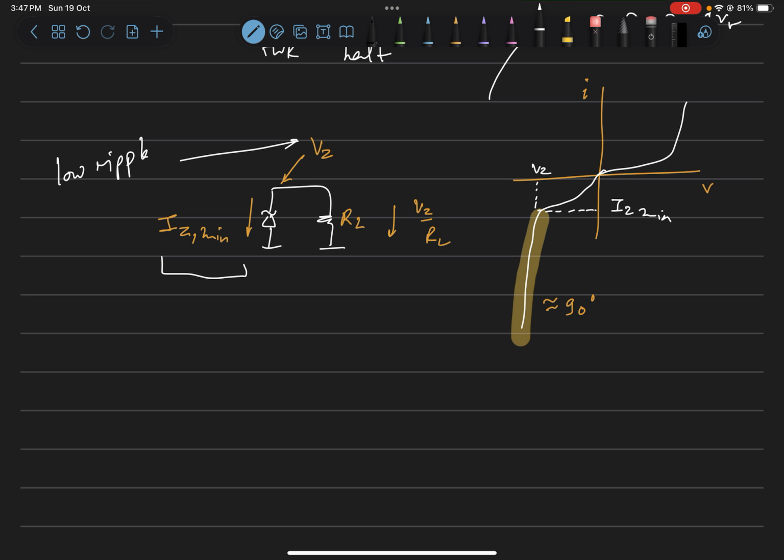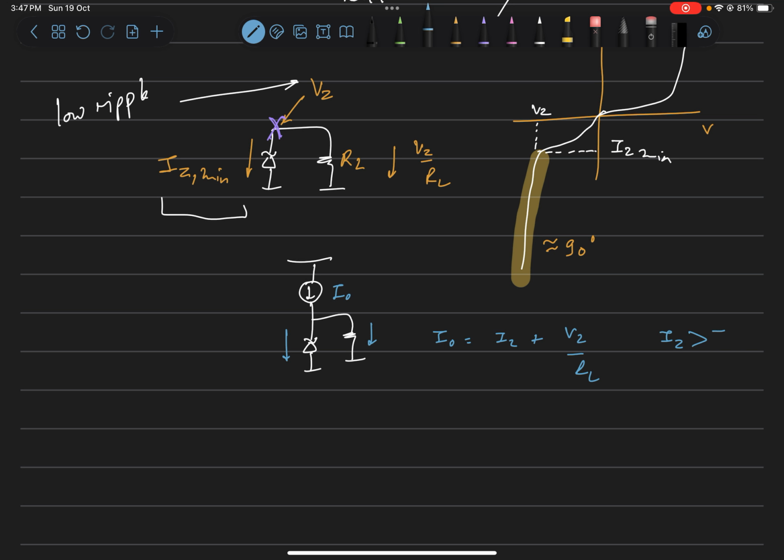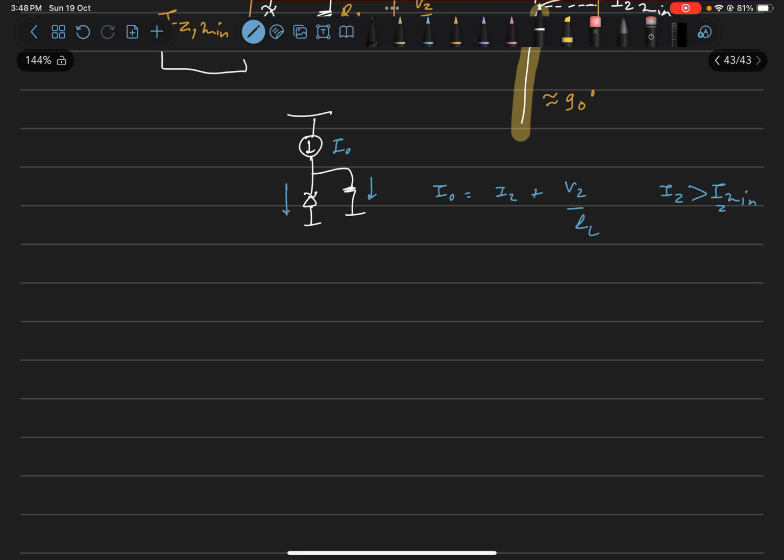Now the next issue is, how do we bias the Zener in reverse condition? We need a current in this direction for the Zener to be operated in reverse bias, and we need to supply this current to the load. So there must be a current source at the top that can support the KCL equation. So we have a current source, and that current source is equal to the current through the diode plus this current, which is VZ by RL, provided the diode is in reverse bias, meaning IZ is greater than IZ minimum. So how do we implement this current source is the next question.